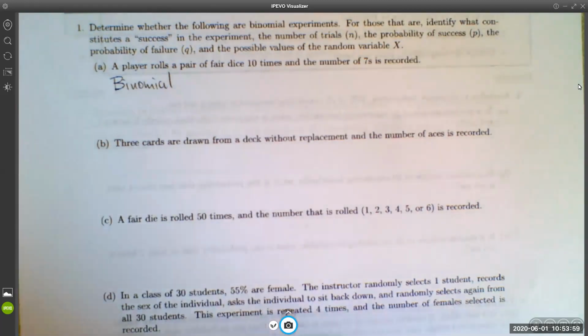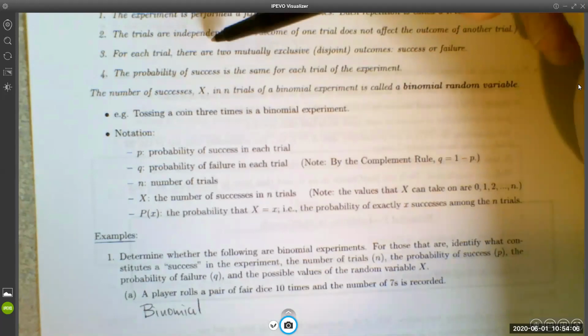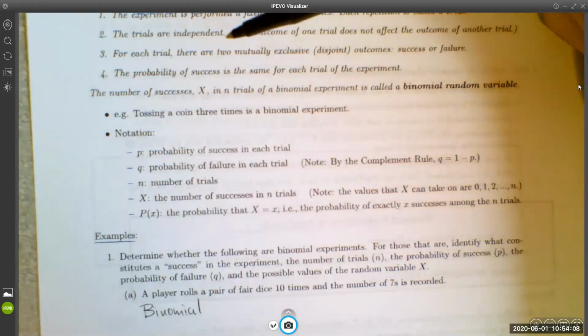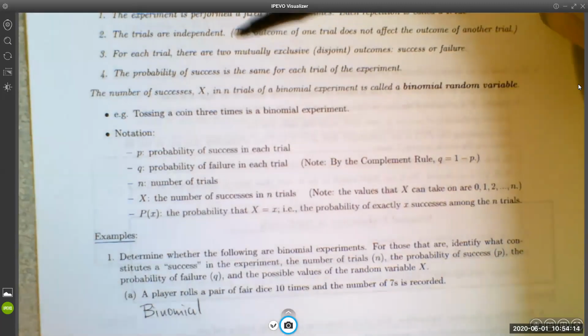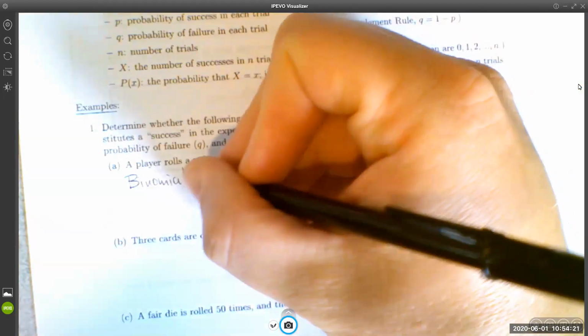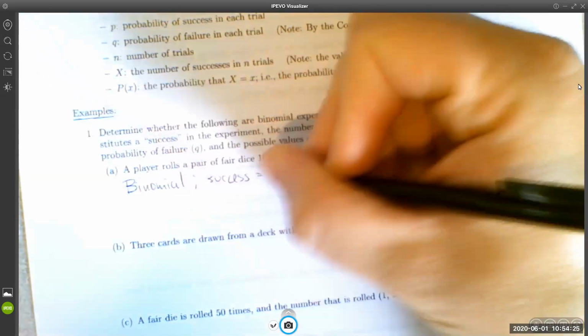So this is binomial. Okay, you're performing the experiment a fixed number of times, 10 times. The trials are independent, right? Rolling the dice, your second roll is not dependent on your first roll at all. For each trial, there are two mutually exclusive outcomes. Probability of success is always the same. So yeah, binomial. Success here is rolling a 7.